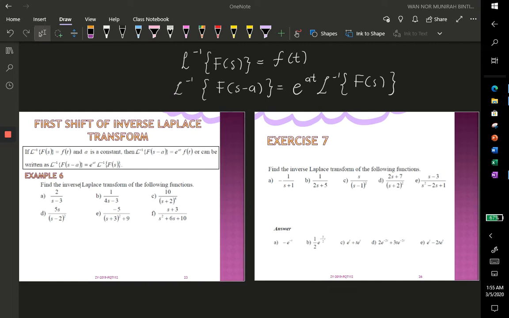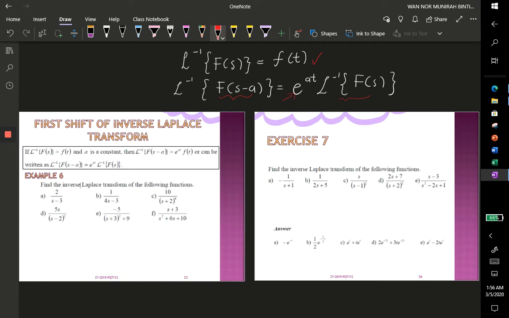Okay, let's take a look at the simple definition. Laplace inverse of F(s) equals f(t). Another important definition is F(s minus a). This means that each time you find s, this s is replaced by s minus a. By taking the Laplace inverse of F(s minus a), we need to take out e^(at) first, and then we take the Laplace inverse of your remainder, which is just F(s).